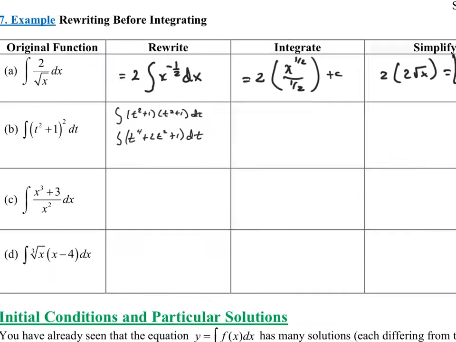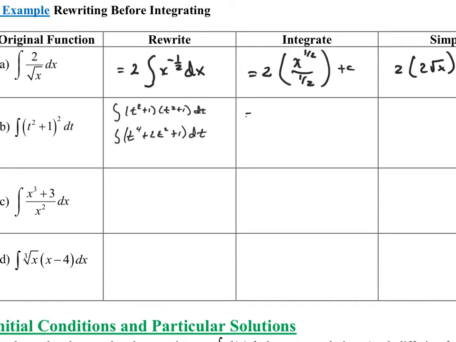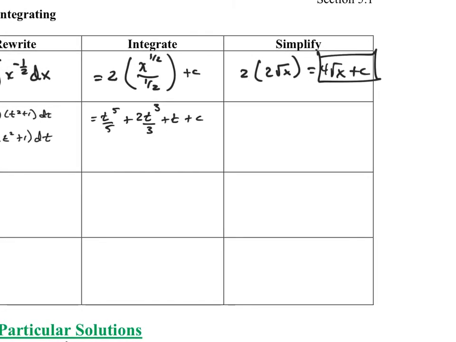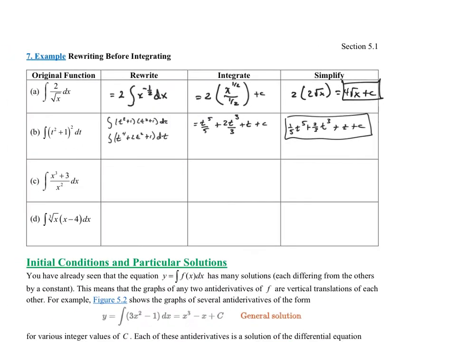I integrate each term individually. The integral of t to the 4th using the power rule would be t to the 5th over 5, plus the integral of 2t squared would be 2 times t cubed over 3, plus the integral of 1, that would be just t in this case. Of course, then you need the plus c. So you want to simplify it now. Well, there's not really too much to do here. This would just be 1/5 t to the 5th, if I want to write it as a fraction, plus 2/3 t cubed plus t plus c. Again, I should be checking my answers for every single one of these, and I strongly encourage you to do that.